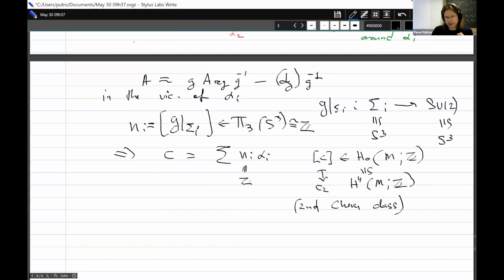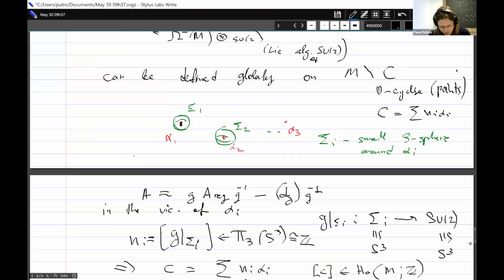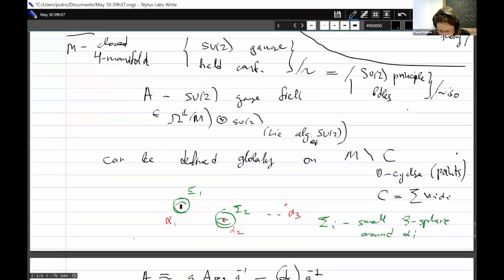So in principle, this part one can generalize easily to arbitrary dimension, but we need dimension 4 to say that this is a classification. So this invariant is a complete invariant in this case. This is classified by H4. In principle, this is isomorphic to just Z to the number of connected components.